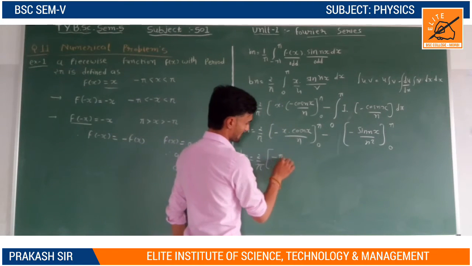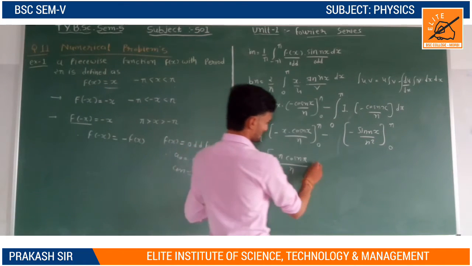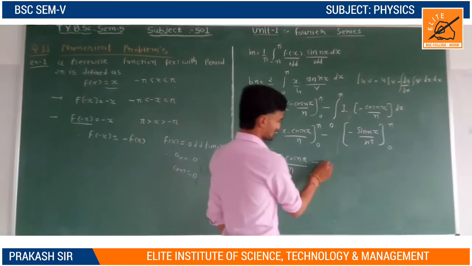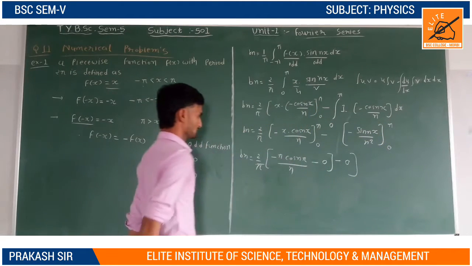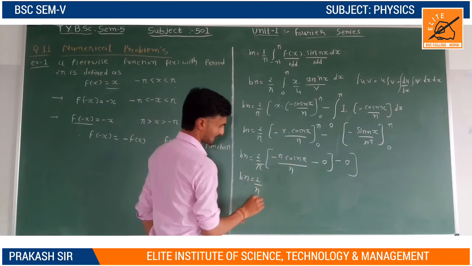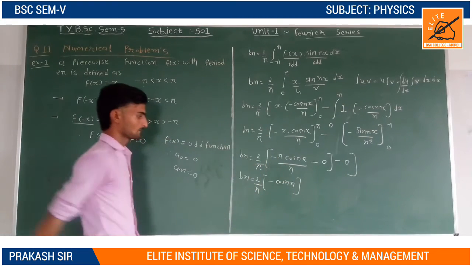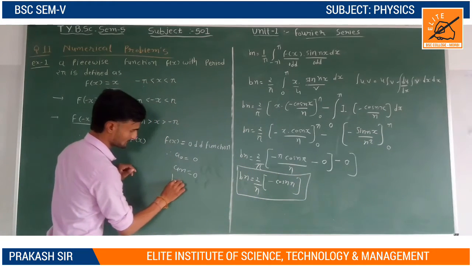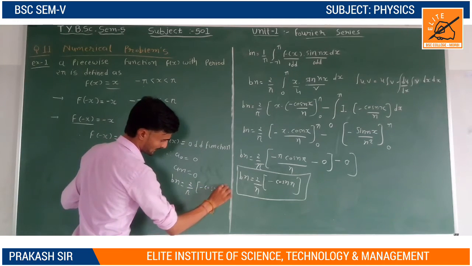Now apply the upper limit: pi into cos n pi upon n, minus 0 into this term, which is 0. Also sin n pi is 0 and sin 0 is 0. So bn is equal to 2 upon pi, cancel n, minus cos n pi. This is the value of the coefficient bn.